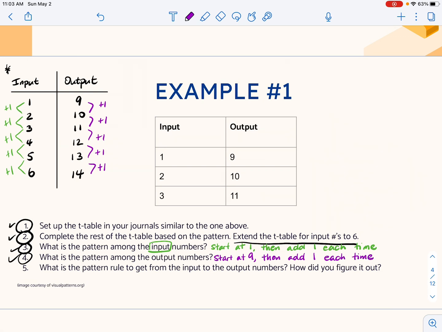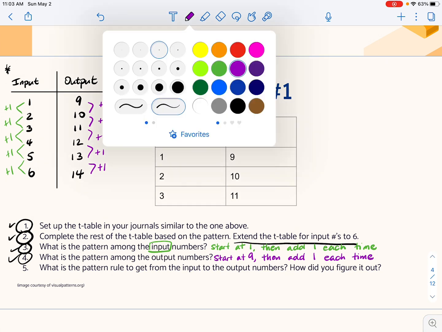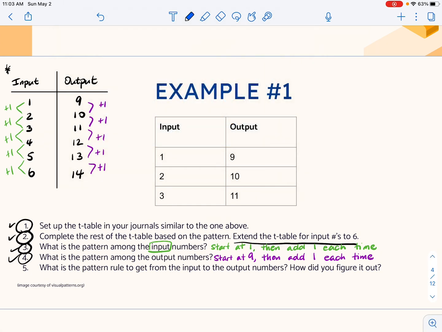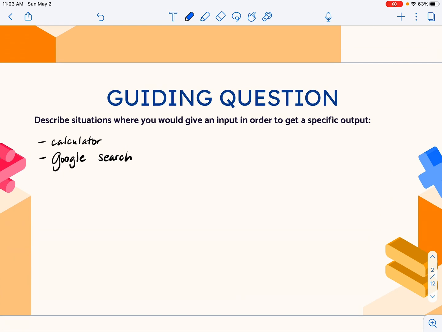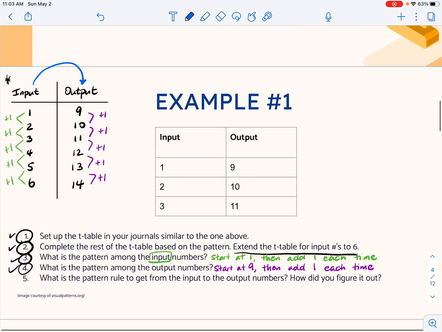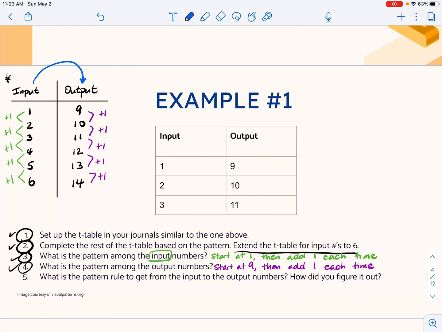However, you need to figure out what the rule is from the input to the output. And let's do this in blue here. So what am I doing to the input number in order to get to the output? Because that's the whole point. Remember, we're going back to that guiding question: where would you give an input in order to get a specific output? We've determined the pattern amongst the input numbers and amongst the output numbers, but we haven't figured out what's going on from the input to get to the output.